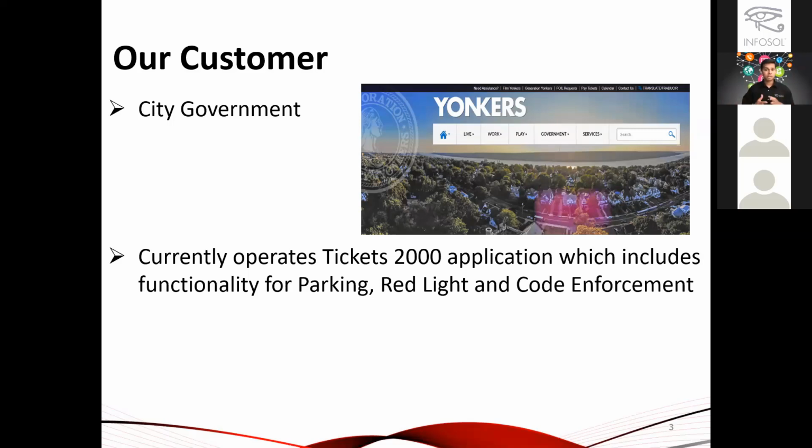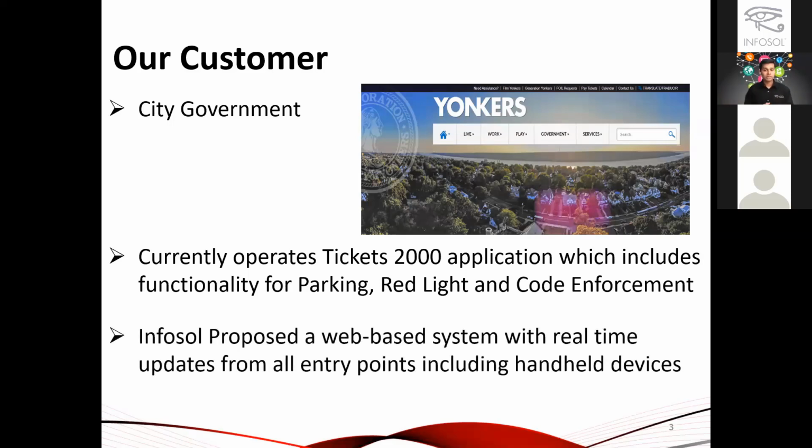It's been great. It's been helping, but things are evolving in their whole system. And now InfoSol won the bid for building this new web-based system with real-time updates from all the entry points in the city government, which includes handheld devices as well. So this includes a cop who's in a car, who's printing a ticket. At the end of the day, it automatically gets into their transaction system, and someone can come to the city government office and pay the fines directly. And then once a check is issued, it goes to Chase Bank or another service called Lockbox, and it has to go through the financial system.